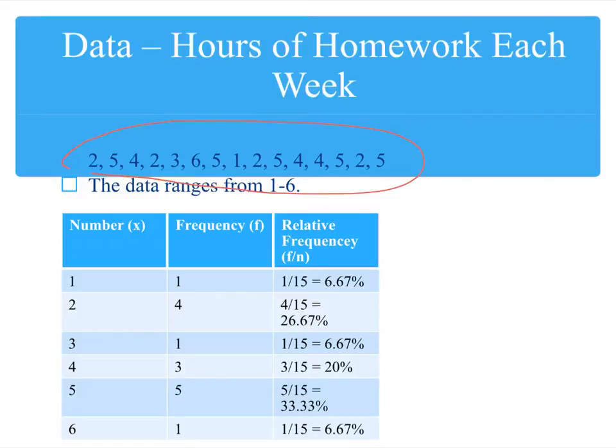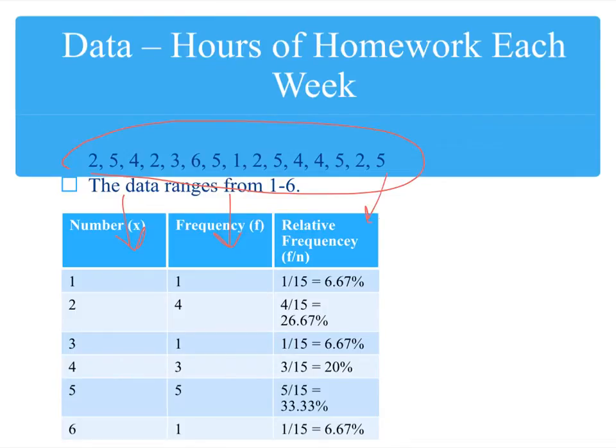So the frequency distribution takes those values of x and lists them, and then in the next column, the frequency column, we write how many times those values occur. So there's 1 one, 4 twos, 1 three, 3 fours, 5 fives, and 1 six.